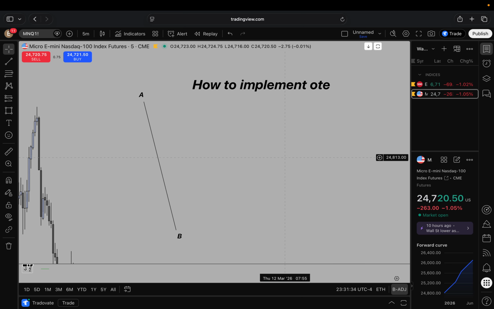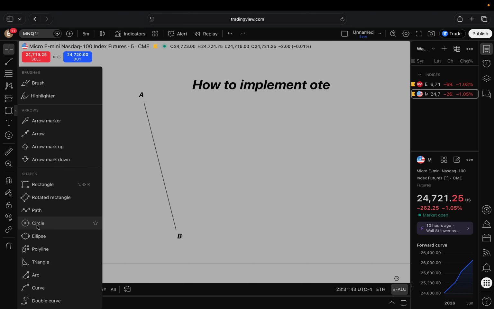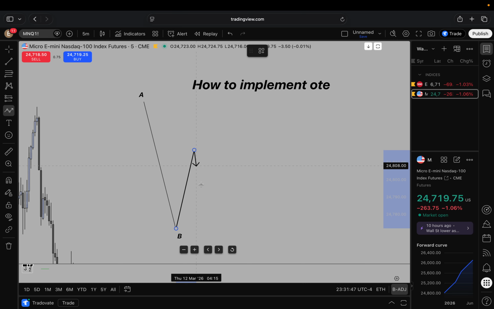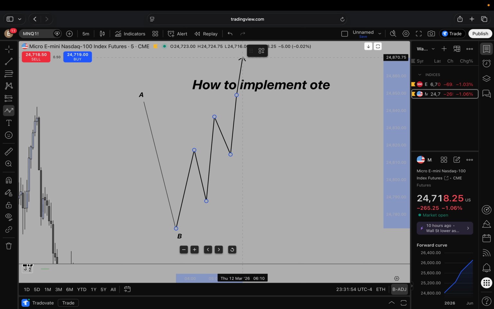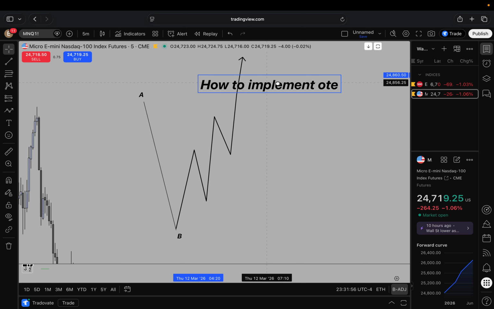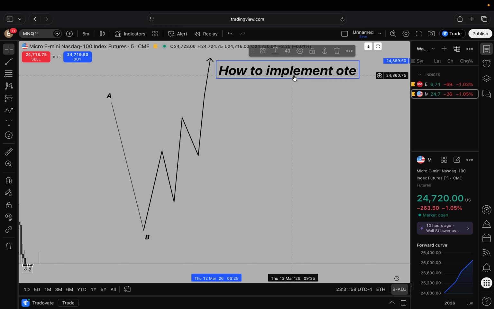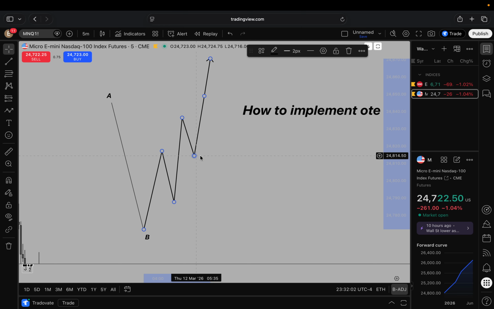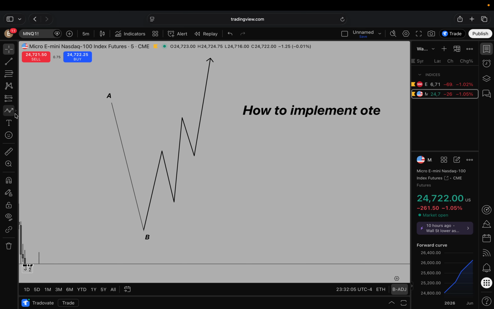So let's say we have this IRL to ERL kind of scenario right here, right? So let's say we are in this range, pushing up, right? And we want to end up taking this range high. How would I implement OTE, right? So this is how I would do it.